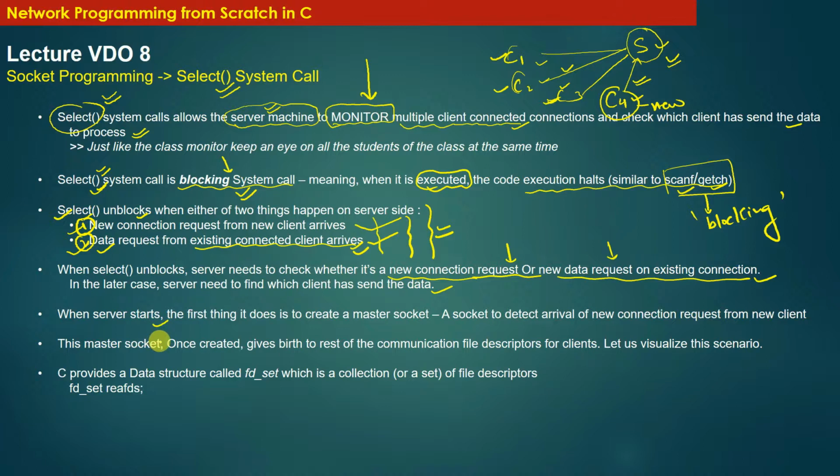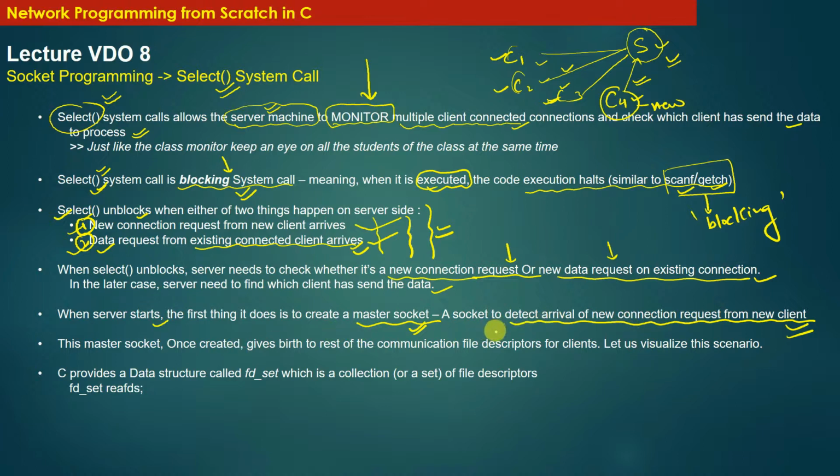When the server starts, that is when the server program just boots up, the first thing it does is create a master socket. That is, in the accept system call, the first argument that we passed was the master socket file descriptor. So we are talking about that particular master socket file descriptor. When the server starts, the first thing the server does is create a master socket file descriptor, and that file descriptor is used only for one purpose: to detect the arrival of new connection requests from new clients.